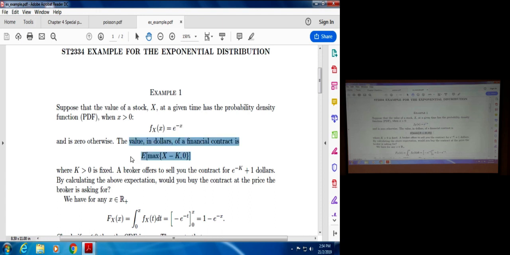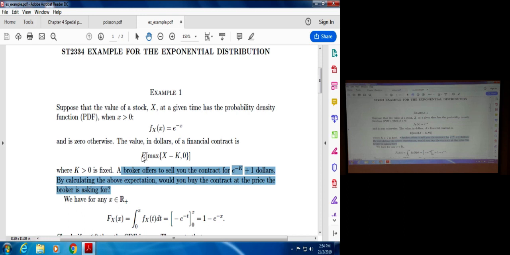This is called a financial option, and this is called the risk-neutral price of the option. It doesn't matter too much for us. We're learning the exponential distribution, so you don't have to worry yourself too much about this. Now you're told the following. You have a broker, and he or she wants to sell you the contract for e to the minus k plus $1. K is a constant, which I'm told what it is. If I calculate this expectation, would I buy the contract that the broker is asking for?